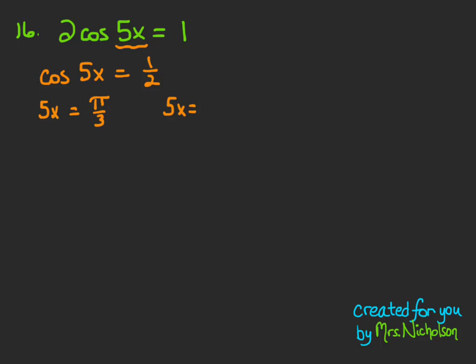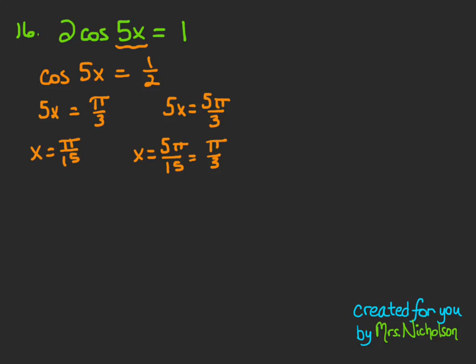5x is also going to be equal to 5 pi over 3. And then I can solve those. If I divide by 5, I'm going to get x equals pi over 15. And if I divide by 5 on my other one, x equals 5 pi over 15, which actually reduces to pi over 3. When I divide by 5, it actually cancels the 5 out in the numerator. So I've got two answers here.